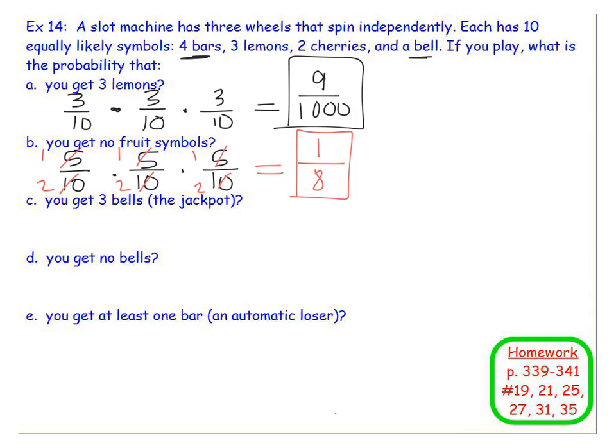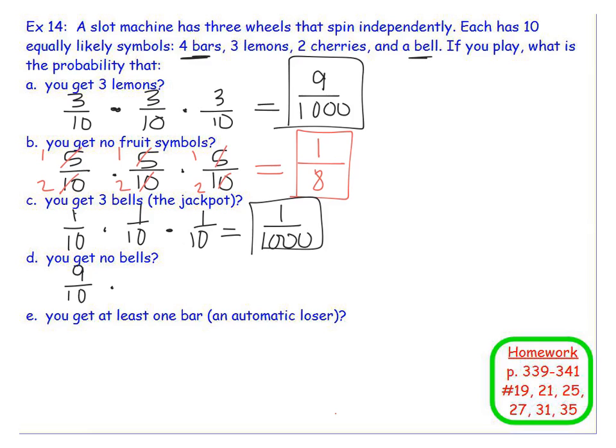What's the probability that you get 3 bells? That's considered the jackpot. Well, how many bells are on each wheel? Only 1. So it's 1 out of 10 on the first wheel, and 1 out of 10 on the second wheel, and 1 out of 10 on the third wheel, which would be 1 out of 10 times 10 times 10 is 1,000. Well, what's the probability that we get no bells? Well, if there's only 1 bell on each wheel, then there are 9 symbols on each wheel that are not bells. So no bells on the first one, 9 out of 10. No bells on the second one, 9 out of 10. No bells on the third one, 9 out of 10. These are already reduced. Multiply, we get 729 on top and 1,000 on the bottom.